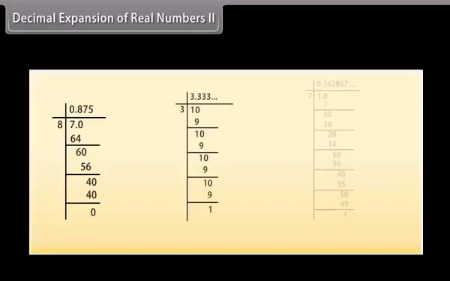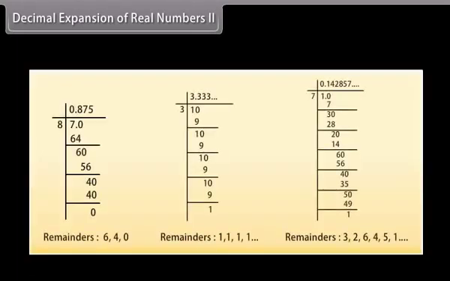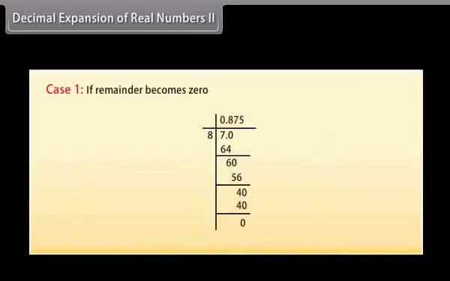Did you notice something here in all these examples? Notice that here the remainder either becomes 0 after a certain stage or starts repeating itself. Let us go through these cases one by one. Case 1: if the remainder becomes 0, then the decimal expansion ends after a finite number of steps. The decimal expansion of such numbers is terminating.